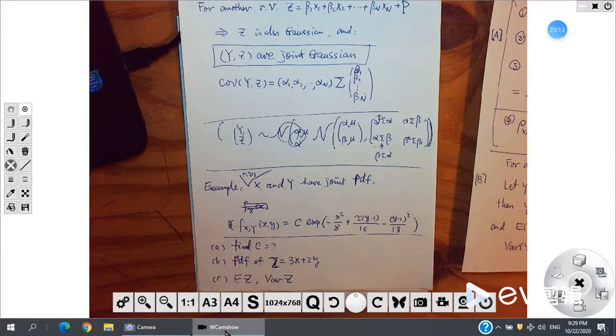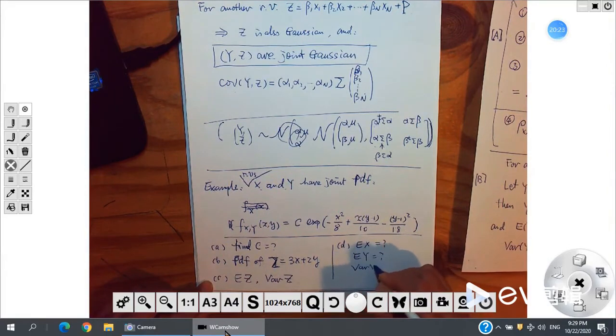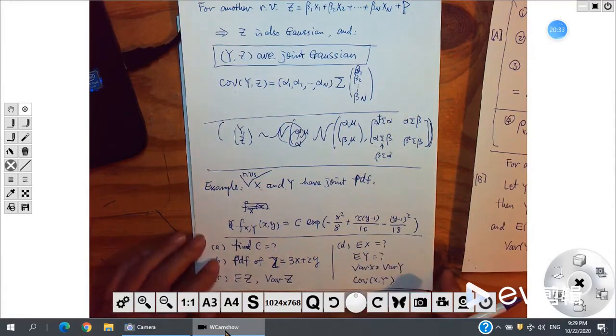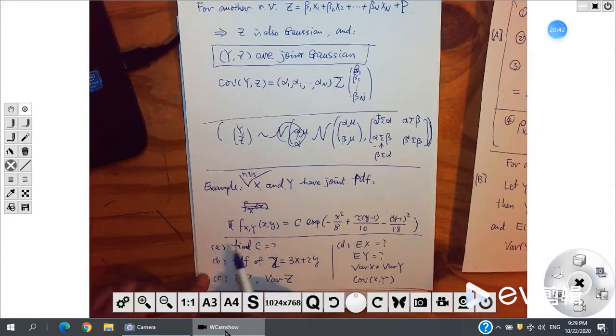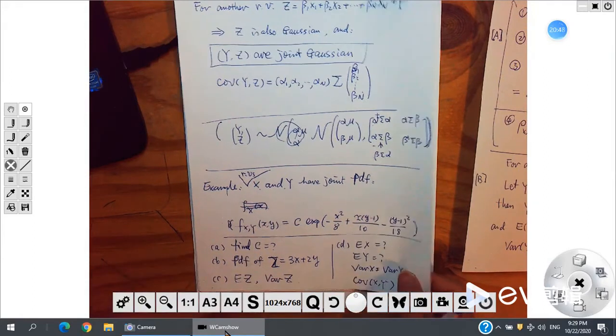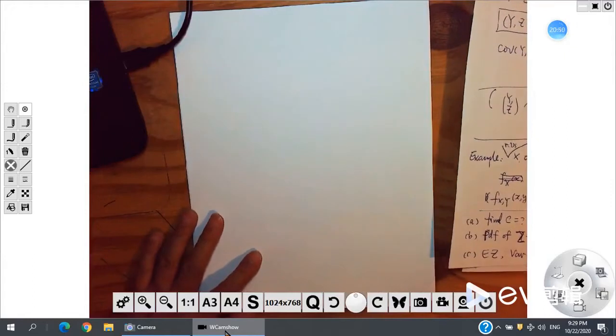Actually, we can also have more: A, B, C, D. We want to know EX, EY, the variance of X, the variance of Y, and the covariance of X and Y. So we want to find these. Now it's 20. Suppose I start from here and try to solve them. If I have more time, then I do it. If no time, I just leave it; you can try it later after the class.